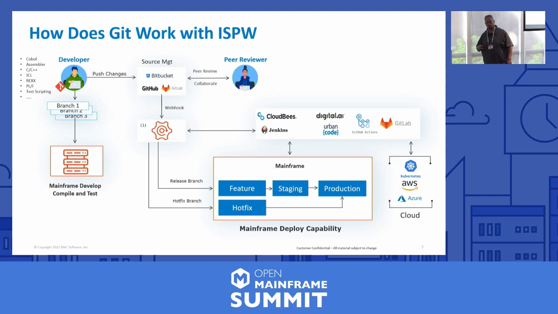Because ISPW is built with what we call our open borders policy, which means everything you need to do is exposed via API, you can hook this to any of your standard orchestrators that you want. Jenkins, GitLab, GitLab CI pipelines, GitHub Actions, Urban Code, whatever you feel like. You can basically hook those together, and now you can create a pipeline that allows you to push your changes down that pathway, keep promoting them from level to level, deploy them from level to level until you get into production. At that point, since you're reusing those same pipelines that you do with your distributed side, you can now start coordinating releases between your distributed and your mainframe. So if you have a cross-functional system that has changes in both, you can now coordinate those via an Uber pipeline that calls both, or however you want to do that.